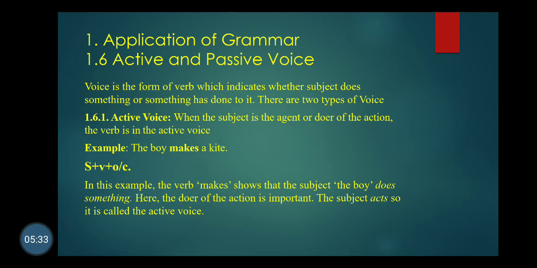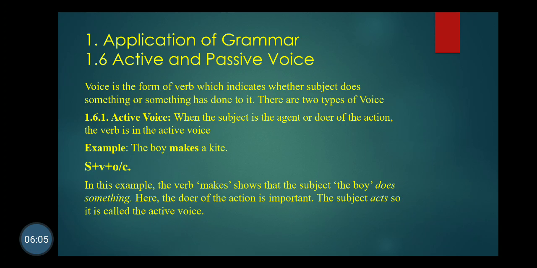Active voice. First of all, we are discussing active voice. When the subject is the agent or doer of the action, the verb is in the active voice. What is voice? Basically, it is a form of verb which indicates whether the subject is the doer or the subject is the receiver. If the subject is the doer, the action is performed by the subject. Okay, the action is performed by the subject.